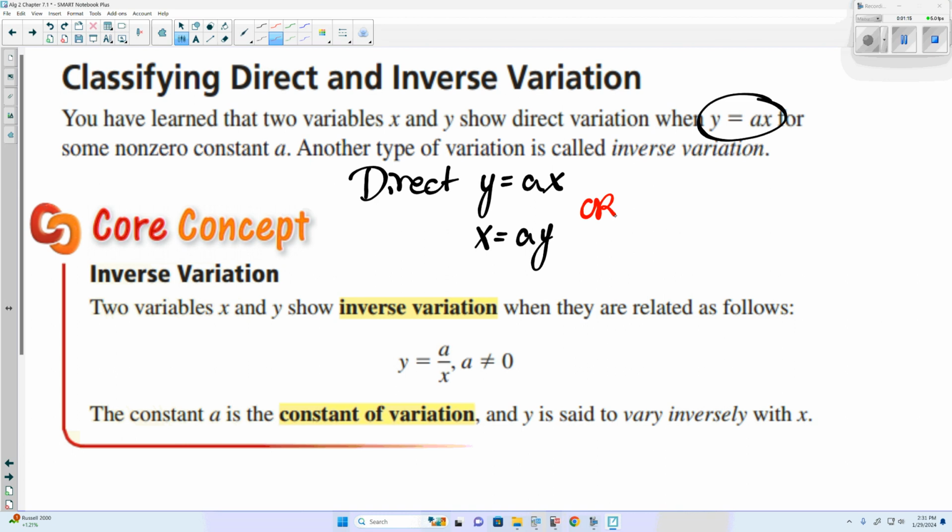Or we can get the value of a by itself. So for our y equals a times x, if we divide both sides by x, we get a is equal to y over x. It's just another way to write it. Just a different version of the exact same equation. Or we can say a is equal to x over y. Direct variation.